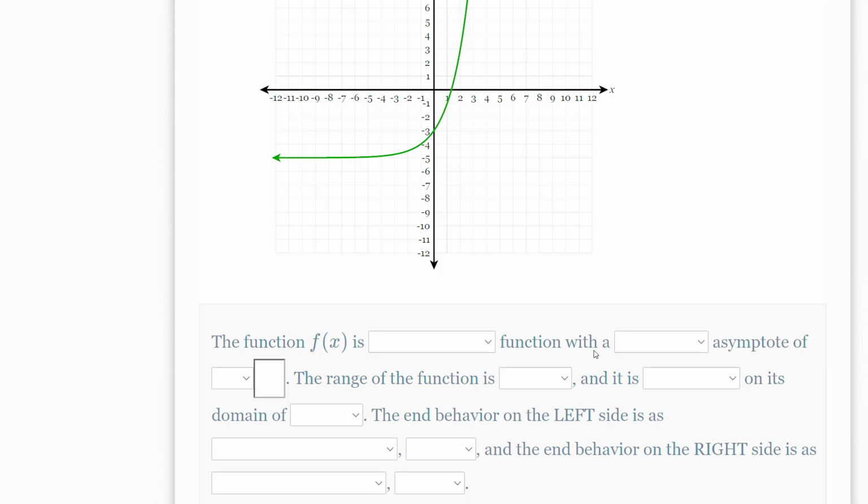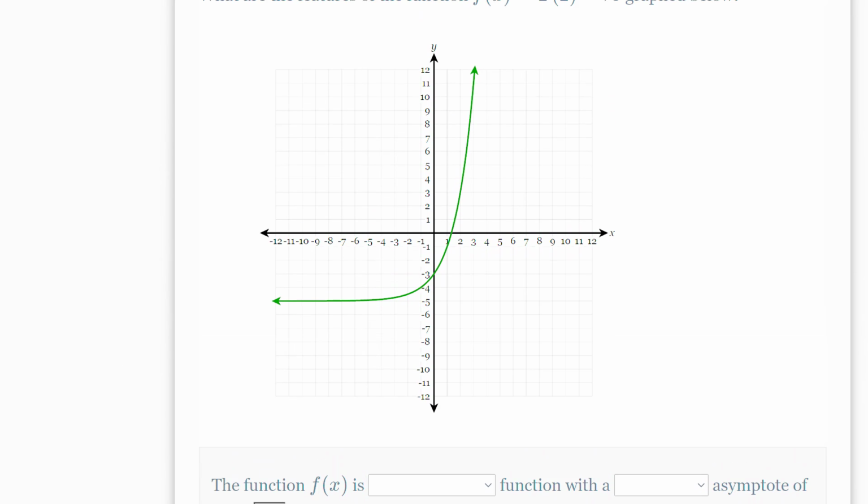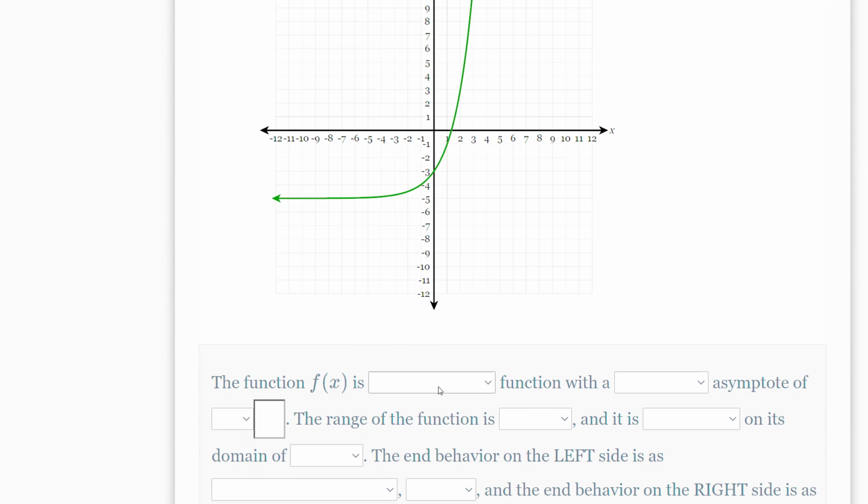Okay, so the function f of x, is that an exponential or a logarithmic function? If you look back up at its form, it's pretty obviously an exponential function. It has an exponent. You get that by just looking at that. Now remember, exponential functions always have horizontal asymptotes. Logarithmic functions always have vertical asymptotes. That's always the pair.